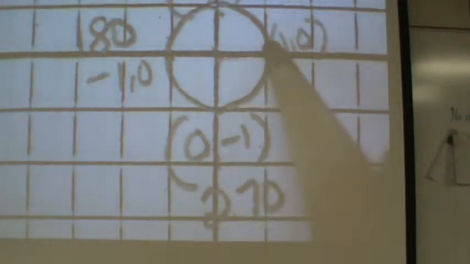Okay. Now, in reference to this point, 1, 0, what angle is this right here? It's 0 degrees or 360. In reference to this point right here, 0, 1, what angle is this right here? 90 degrees. Or you could say negative 270. What angle is this right here? 180. What angle is this right here? 270, or negative 90, and then 360, right?